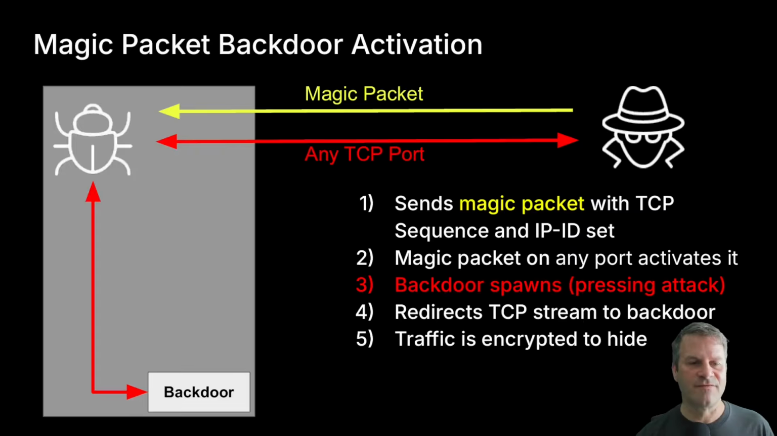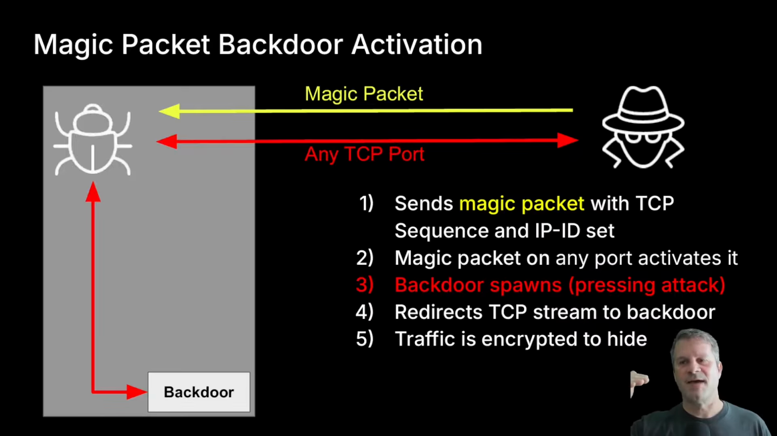So in the case of this particular rootkit, the way it works is it sends that magic packet as step one, and it will set a particular TCP sequence and IP ID field. When the rootkit sees that magic packet, it's going to activate on that port. So again, in the example here, we use TCP port 443. It's going to see that packet. It's going to say, oh, this is someone who wants to talk to me. I'm going to activate my backdoor.